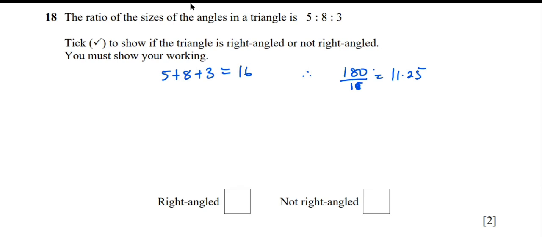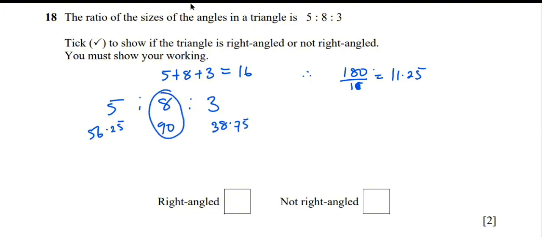So the first one, let's write it here, ratio 5, 8, 3. This will give us 56.25. Then we also get the value for the 8 portions. This one will give us 90. Then we also get the value for the 3. That will give us 33.75. Since one of the ratios gives us 90 degrees, it simply means that it is a right angled triangle.